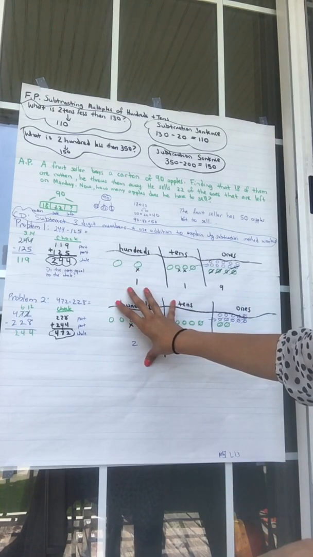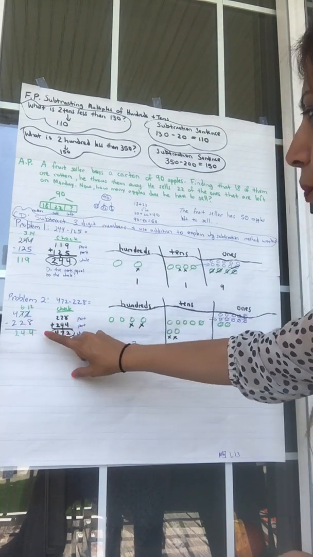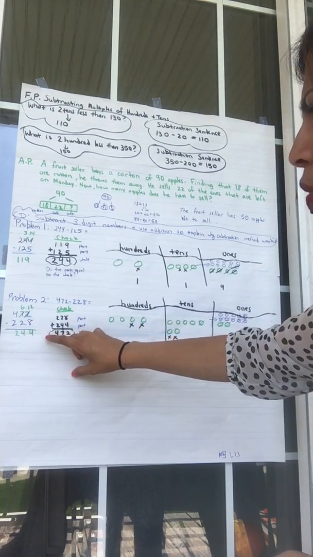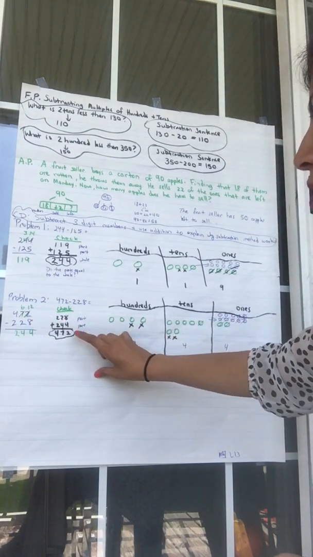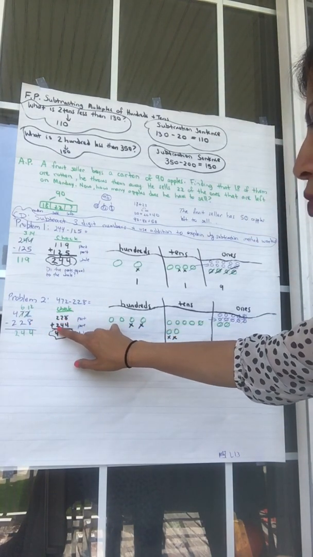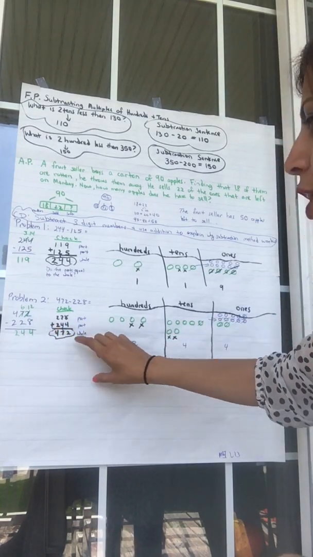Now let's check it one more time using the addition method. Right? The matching addition method. So here you ask yourself, do the parts equal the whole? So do the parts right here equal this whole, right? So let's do it. 228 plus 244. That's where I'm getting my parts from. Do you see that? Okay, good.